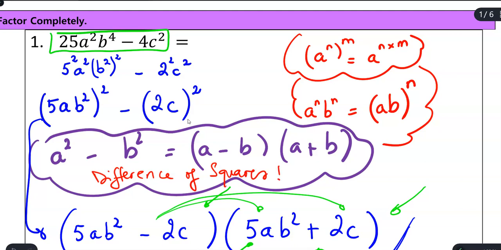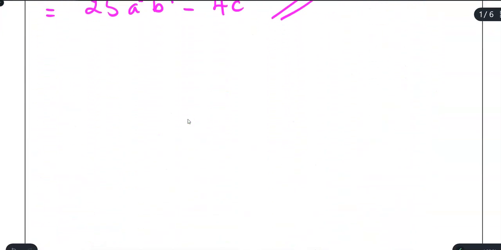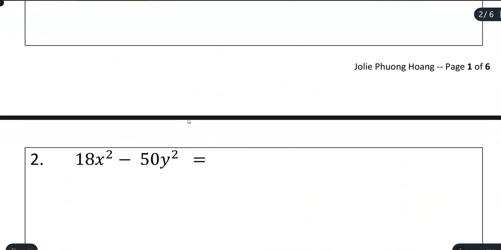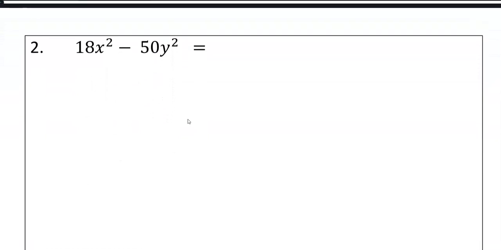Okay, so keep that in mind. Alright, so let's move on to the next question. The next question I have here is also the difference of square. It is somehow the difference of square.